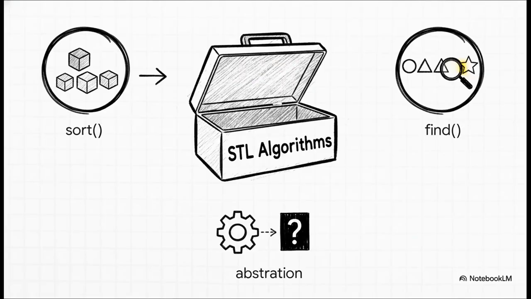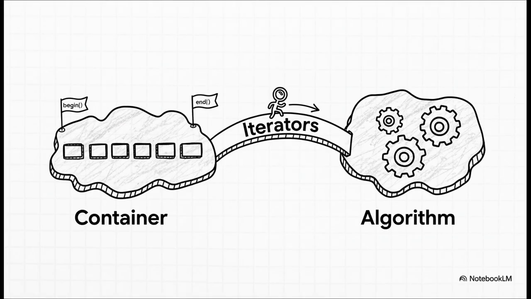Then you've got algorithms. These are all the workhorse functions that do stuff to your data. Sorting, searching, counting, you name it. And the best part is the abstraction. You don't have to write your own sorting algorithm ever again. You just call the STL's sort, and it handles everything, and it does it way more efficiently than most of us could write ourselves.